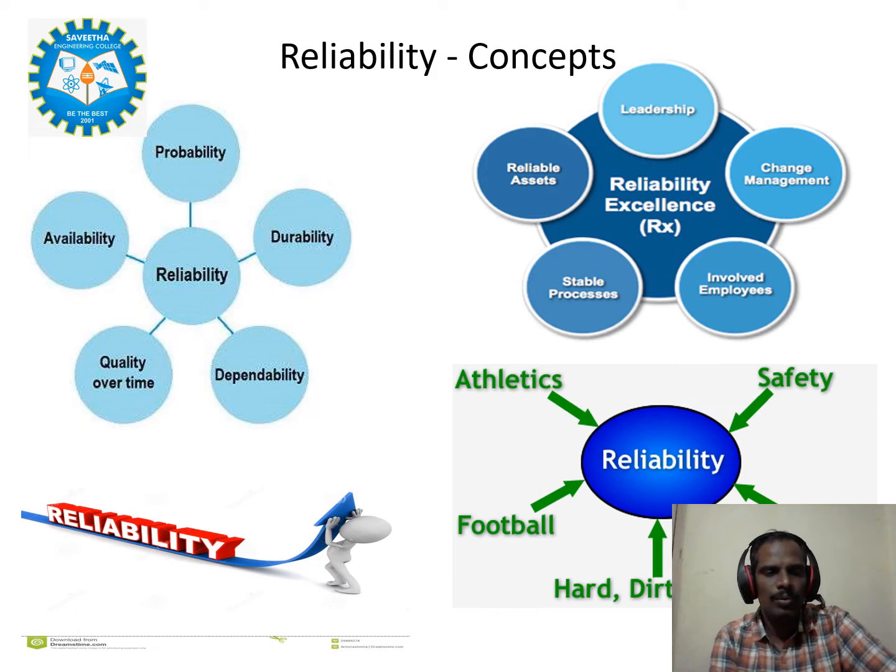Then it moves on to quality over time. After the product is manufactured, it goes for the quality check. Quality is a very important factor to consider for reliability, and after the quality check, it moves on to the availability or requirement of the customers. Then comes reliability excellence, which has various factors such as leadership, from the top management to the lower labor, where leadership qualities are there.